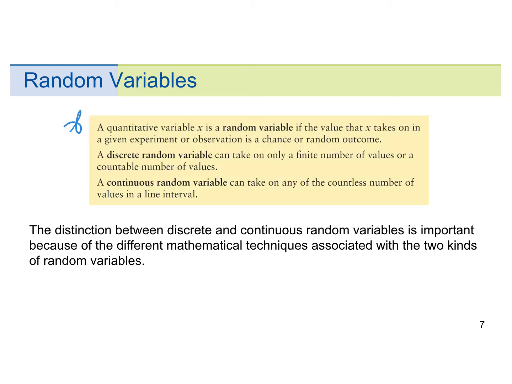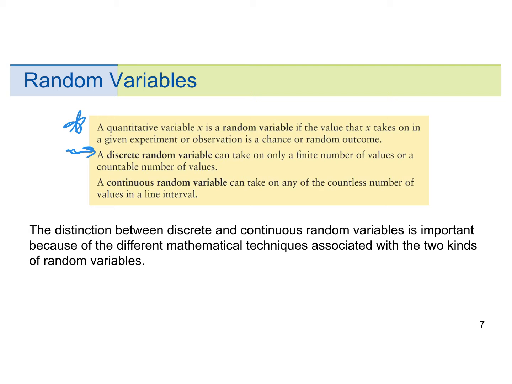Here is the X. A quantitative, numerical variable X is a random variable if the value that X takes on in a given experiment or observation is a chance or random outcome. Here are your two. A discrete random variable can take only a finite number of values or a countable number of values.